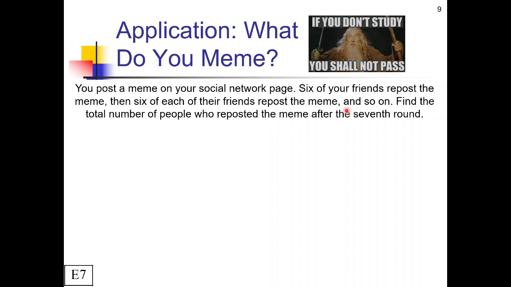And, you know, just to kind of fit this into an easy to make a math problem thing, we'll say it's exactly 6 each time, even though in real life that's probably not going to hold true consistently.